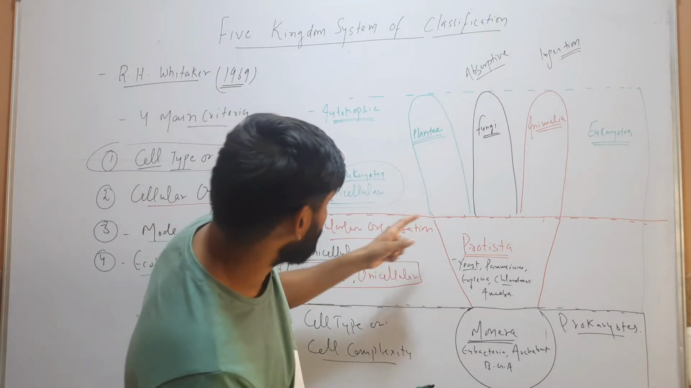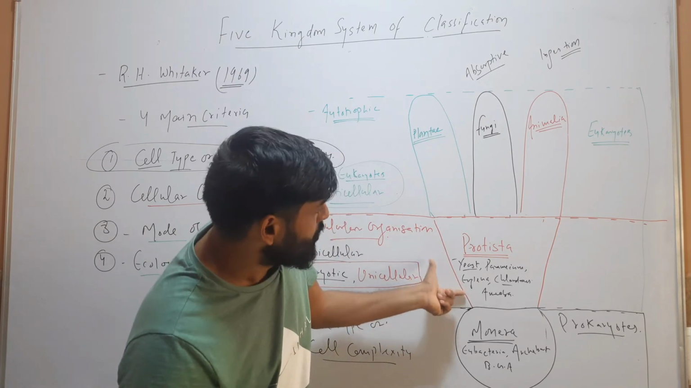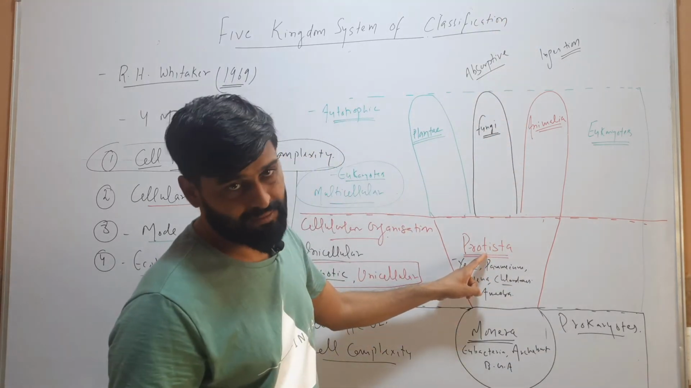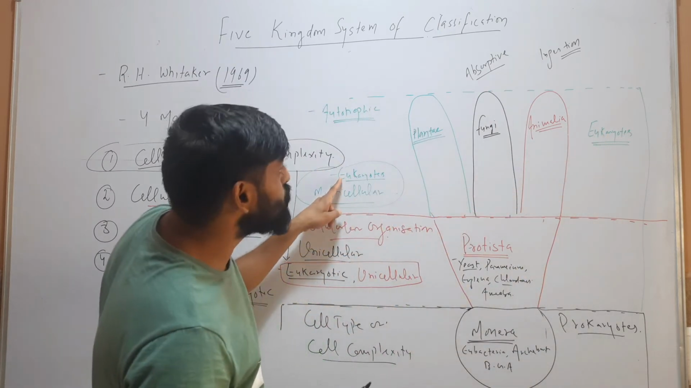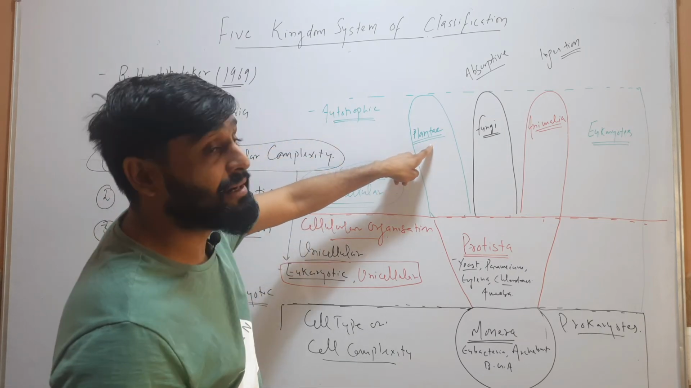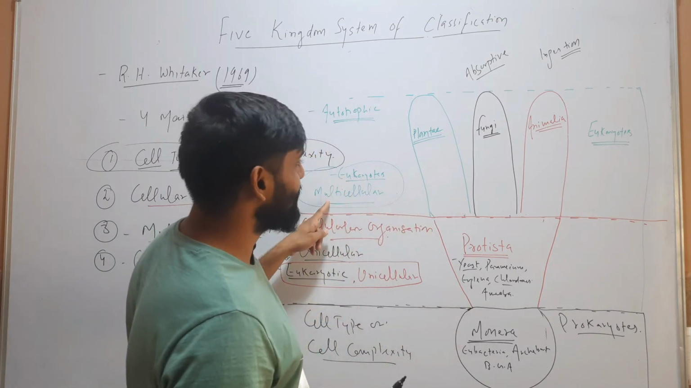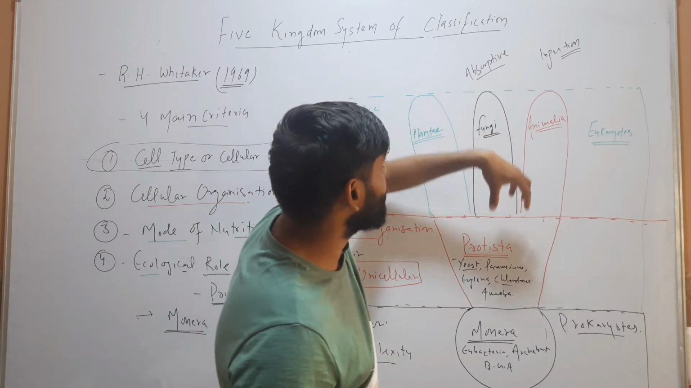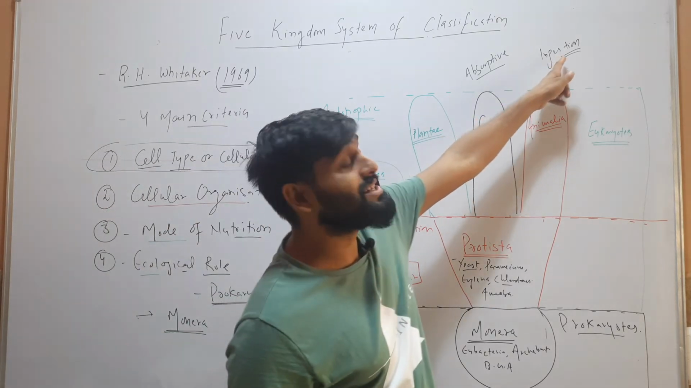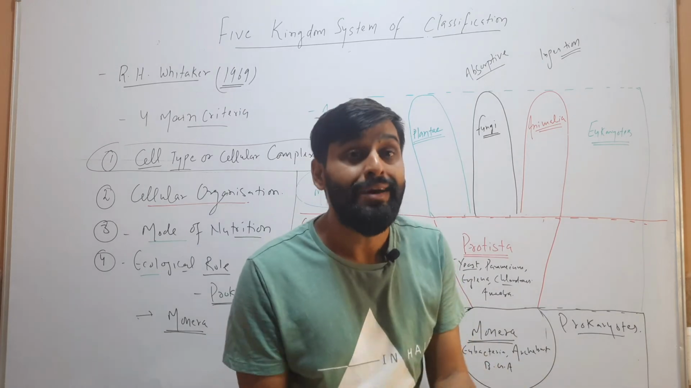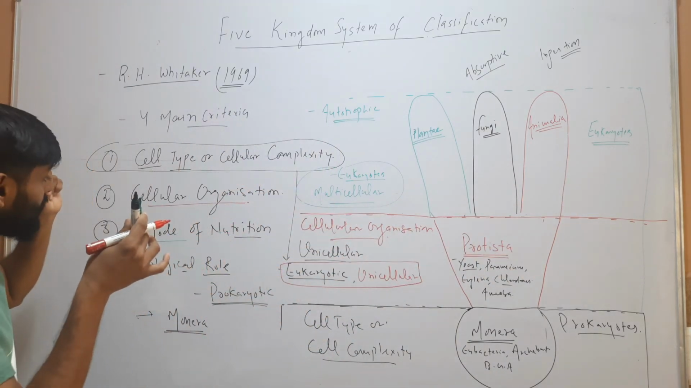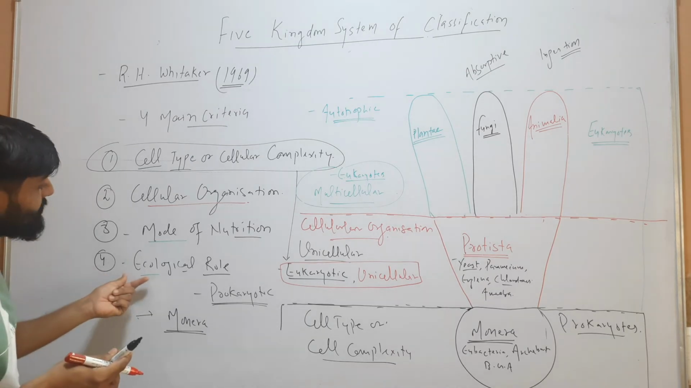So on the basis of mode of nutrition, all the organisms that were photosynthetic autotrophic were kept in kingdom plantae. All the multicellular organisms, because unicellular organisms are classified already. In unicellular organisms, there may be autotrophic, absorptive, or ingestion modes of nutrition. But when we talk about multicellular eukaryotes, the organisms which are autotrophic will be grouped into kingdom plantae, the organisms which have absorptive mode of nutrition will be kept in kingdom fungi, and all the organisms which have ingestion type of nutrition will come under kingdom animalia.